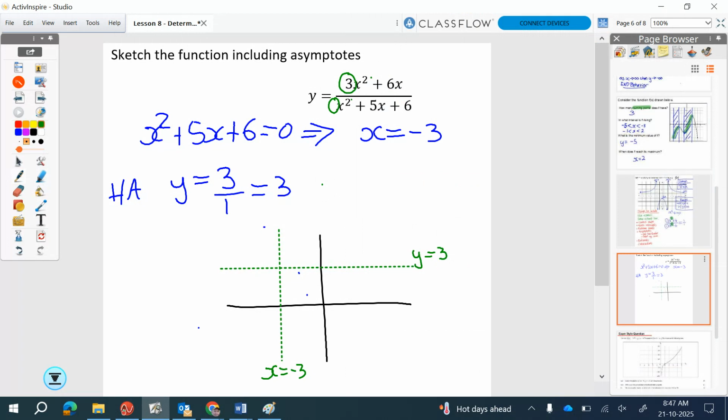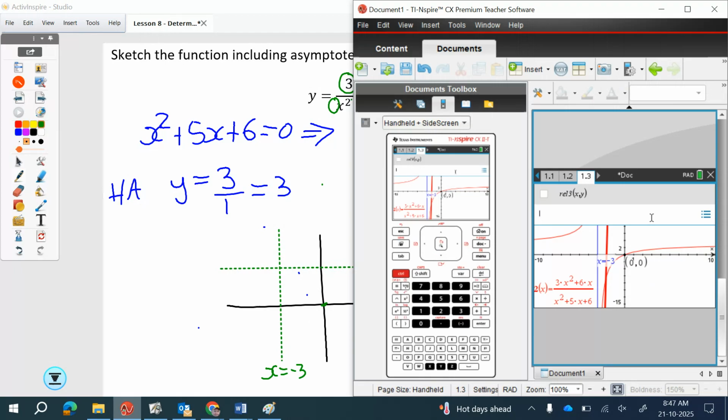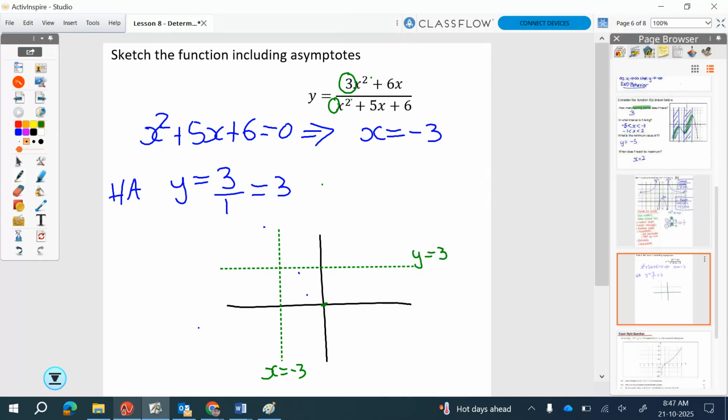Looking at the shape of our curve, it goes through this point here, and this point here. Our graph looks like this, and then up here it just looks like this. So this is how our curve should look.